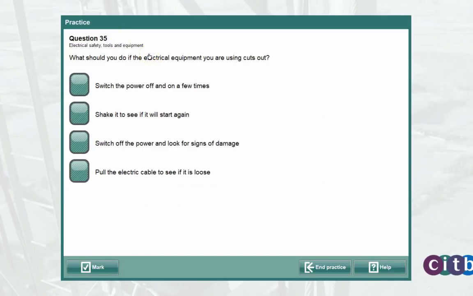What should you do if the electrical equipment you are using cuts out? Switch the power off and on a few times. Shake it to see if it will start again. Switch off the power and look for signs of damage. Pull the electric cable to see if it is loose.